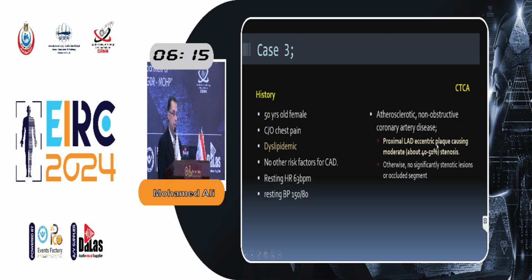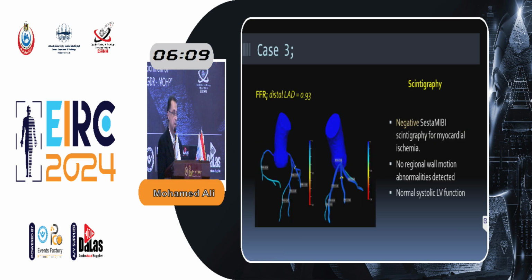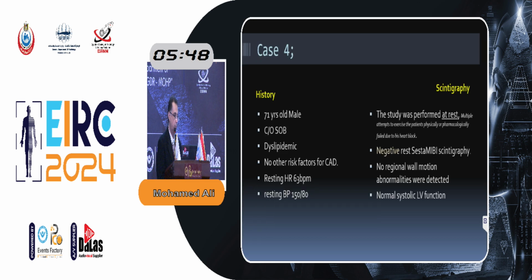There was a proximal LAD eccentric lesion, moderate, about 40-50% stenosis, otherwise no significant stenotic lesions, and the FFR revealed normal flow across the left anterior descending artery. This excludes the hemodynamically significant ischemic sequelae of this lesion, and this goes with the scintigraphy, which was negative for myocardial ischemia.